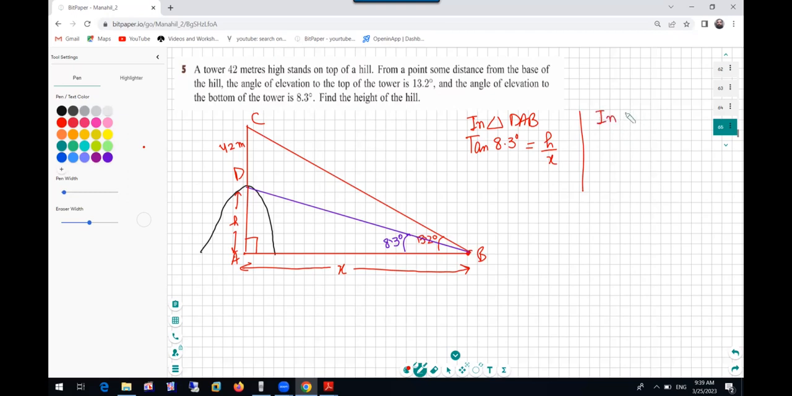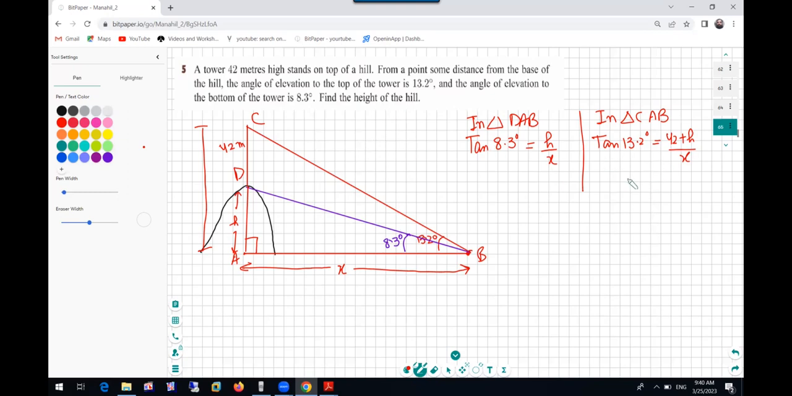And in the other right angle triangle, that is CAB, again using tan because these two sides are involved. So tan angle is larger this time. For this triangle, that is 13.2. Again, the opposite side is this whole side. This is 42 plus h over adjacent side again x. Got it?